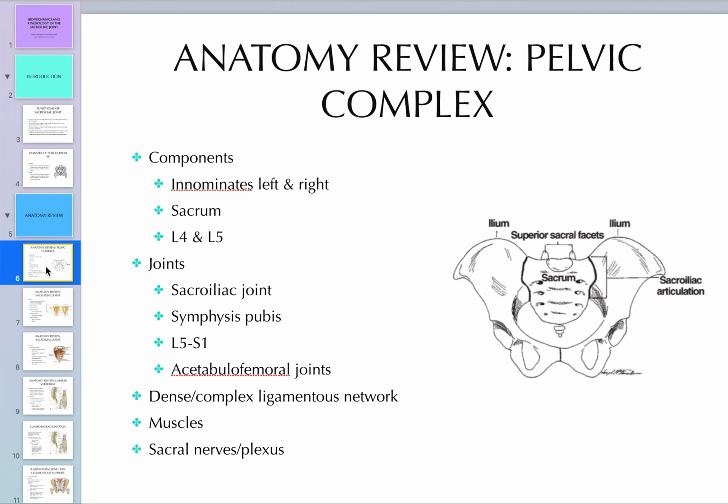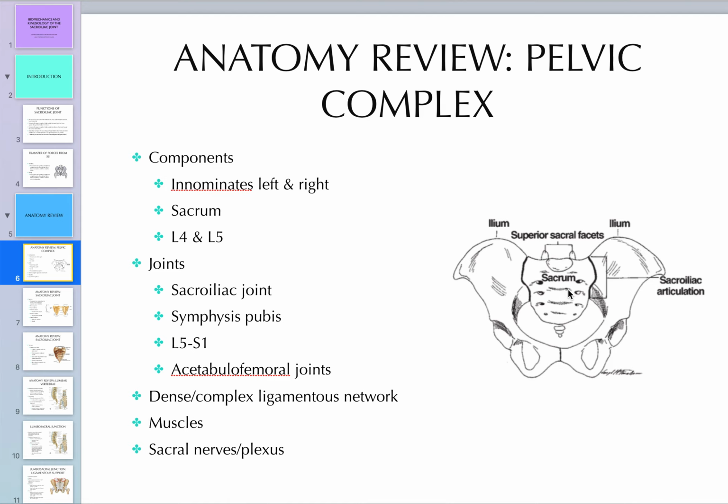So anatomy review. We're going to be looking at the whole pelvic complex. So it's not just the sacroiliac joint. As a therapist, you have to appreciate the complexity of the whole pelvic complex. So of course, it's composed of the two innominates, the right and the left one. We have the sacrum sitting right here in between, and L4, L5 just above the sacrum.